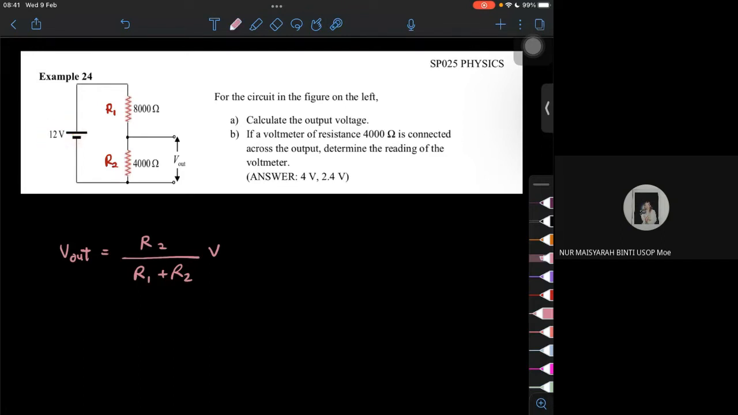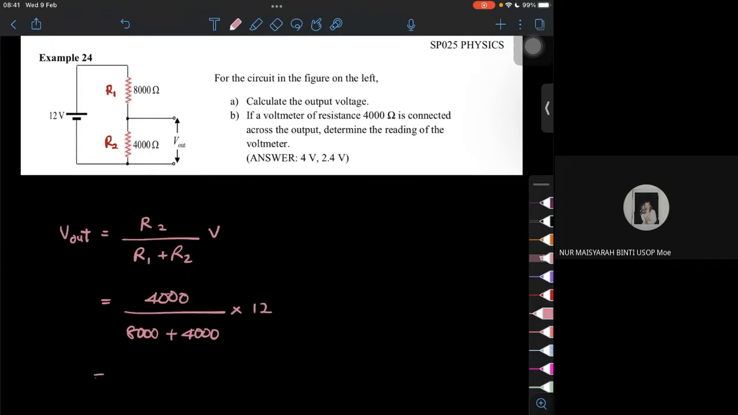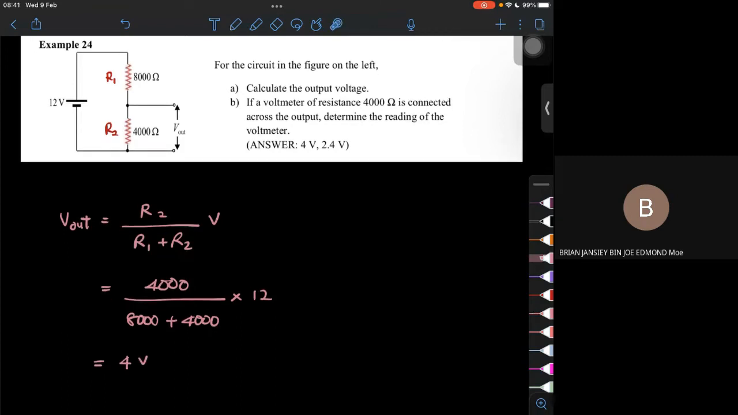And then you just put in that value: 4,000 divided by 8,000 plus 4,000 times with 12 volt. And then you will get 4 volt. So this one is very simple. You just directly put into the given formula.